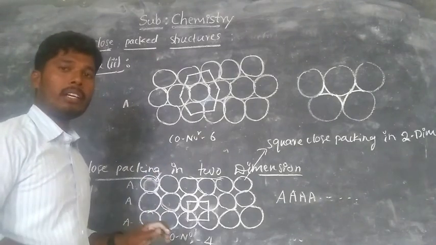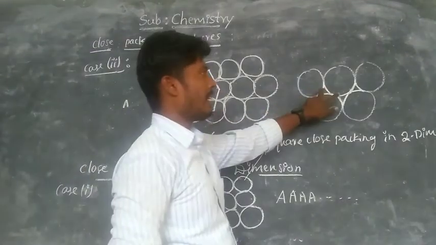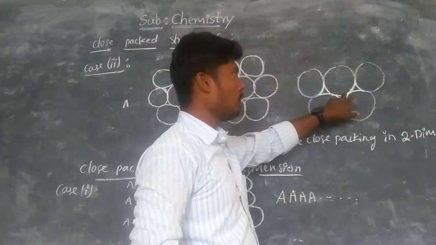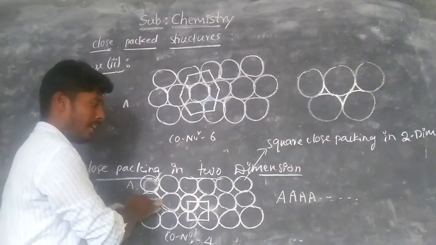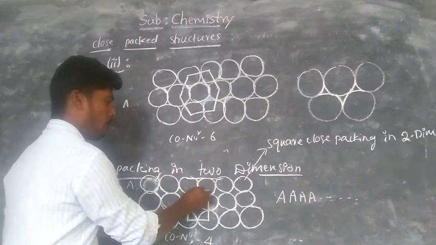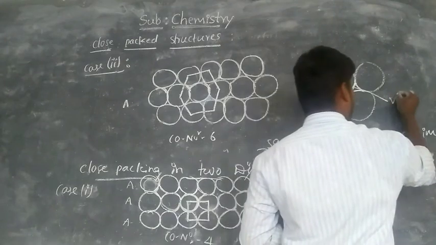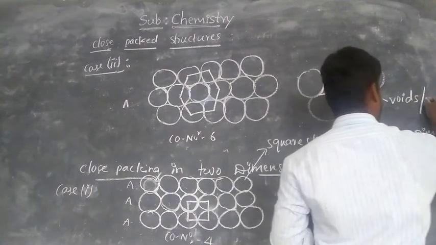So remember, in hexagonal close packing there are two types of triangles. One type is shown top side and another type is seen downside. But in square close packing, all these voids, this empty space is called voids.